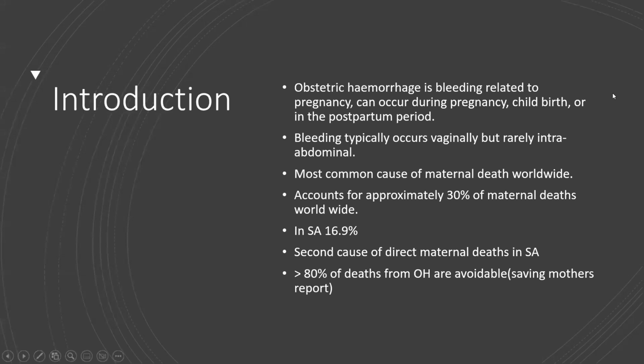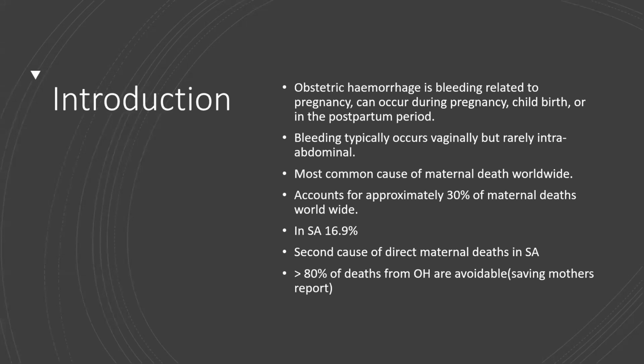So I'm going to start with the definition. By definition, obstetric hemorrhage is bleeding related to pregnancy. It can occur during the pregnancy, during childbirth, or in the postpartum period. Most of the time it typically presents with vaginal bleeding, but you can have intra-abdominal bleeding. For example, patients with a ruptured uterus sometimes don't present with PV bleeding, they bleed into the abdomen.